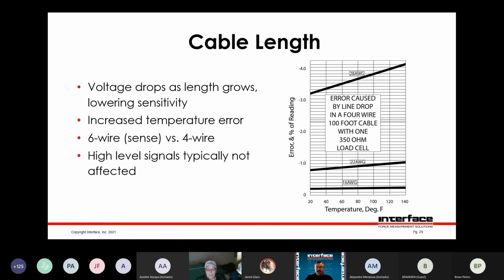And again, it depends on the gauge of the wire. Thicker, fatter cable is better. You can see in this chart, the slope of the 28 gauge line is a lot more than, say, the slope of the 22 gauge and then even 16 gauge, which is kind of ridiculously fat wire, actually, but you can see that would be quite flat. There's something called sense, which would be a 6-wire connection. So if you measure what the excitation voltage is at the end of the cable, you can compensate that in your electronics. And then things like voltage and milliamp signals are typically not affected by reasonable cable lengths.